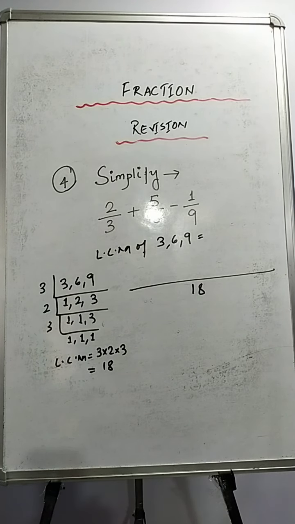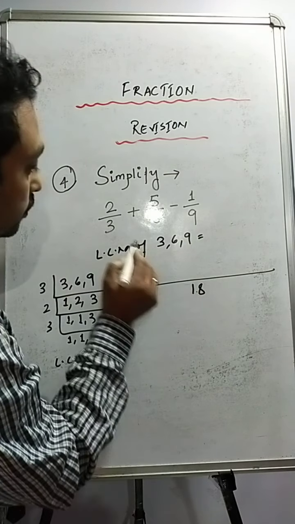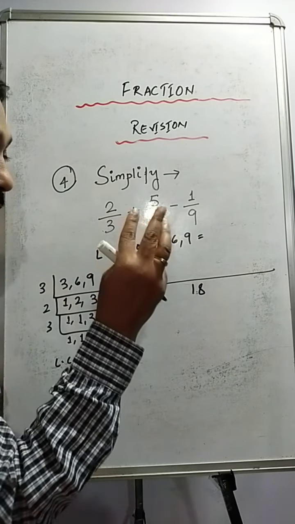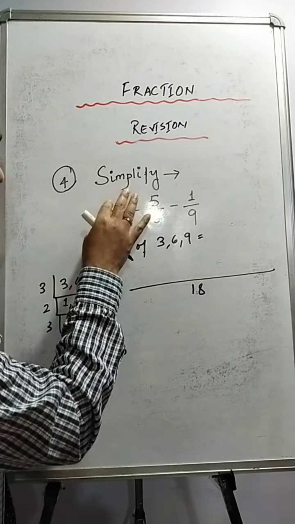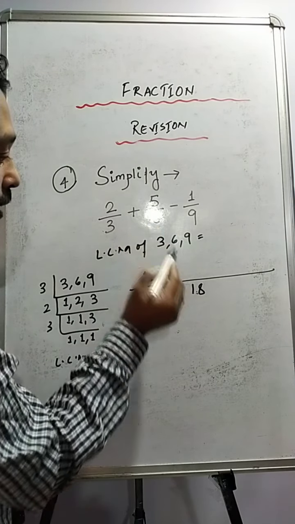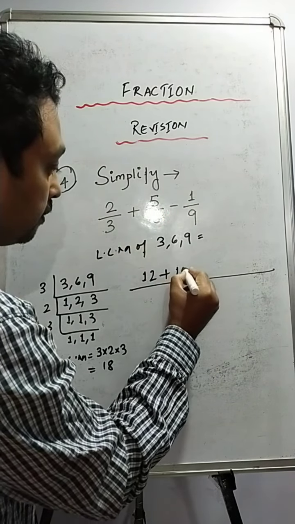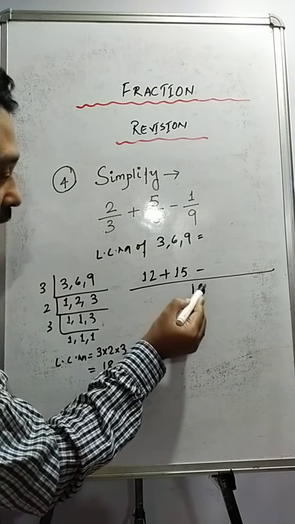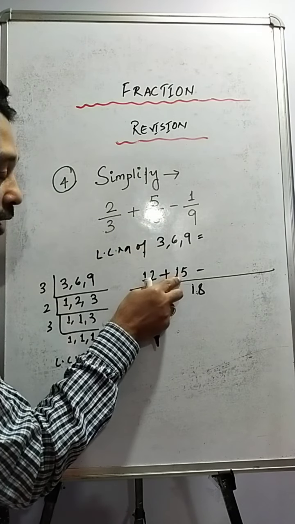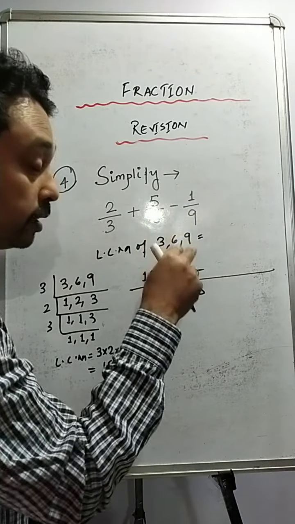Now next step, this LCM should be divided by this 3. Now 18 divided by 3, the answer will be 6. Now 6 into 2 is 12. Now again we'll divide this LCM with this denominator, that is 18 divided by 6 is what? 3. 3 into 5 is 15. Now 18 divided by 9 is what? 2.